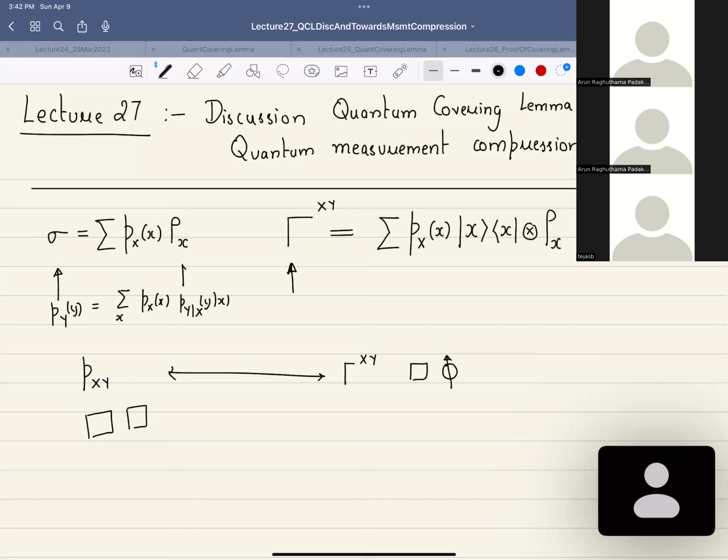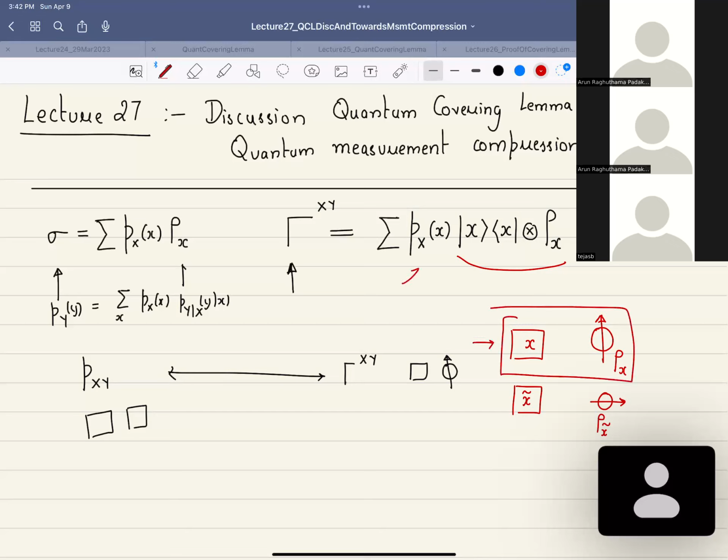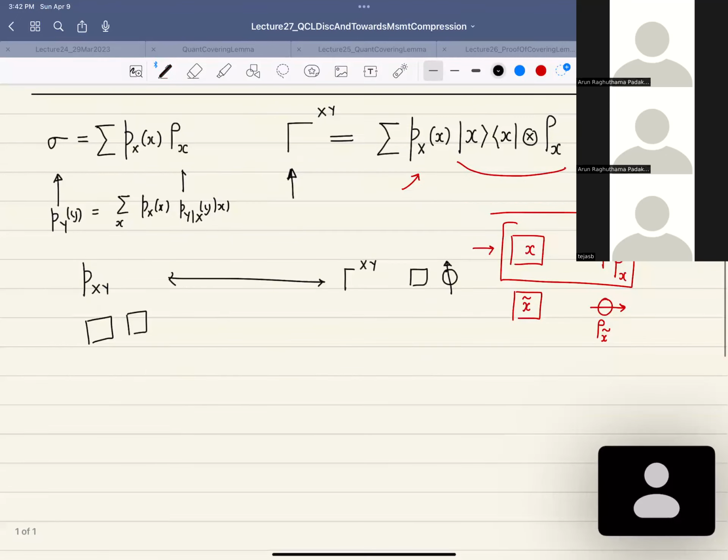With probability px of x, the state of the system is this. That is, if there is x in this register, the quantum register is in state rho x. If this is in state x tilde, the quantum register is in state rho x tilde. And the probability that it will be in this pair of states is px of x. So it's a two-component system, usually referred to as a classical-quantum system. This will just help us write things more simply.